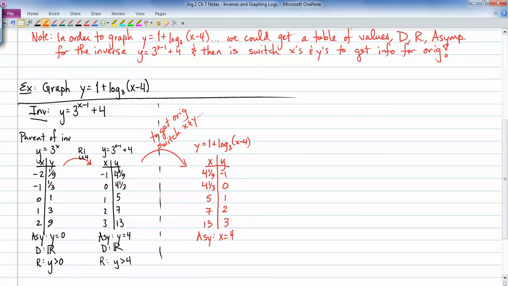Domain deals with x's. So if x's are all real numbers in the inverse, then the range means all the y's are all real numbers now. Okay, and here I had y is greater than 4. So if I switch that out for x, it becomes the domain. X is greater than 4. So here's the info we need to graph a log, right? To graph that log that we started with.